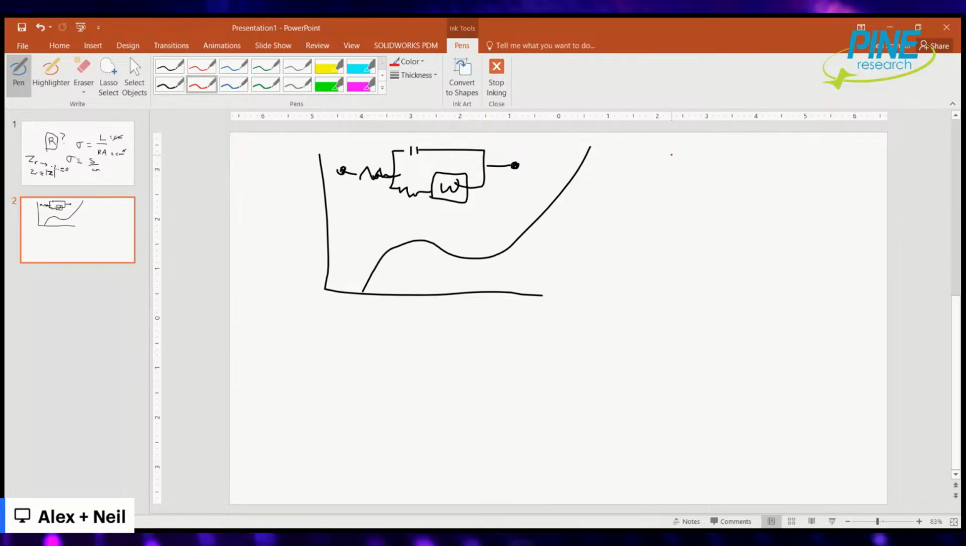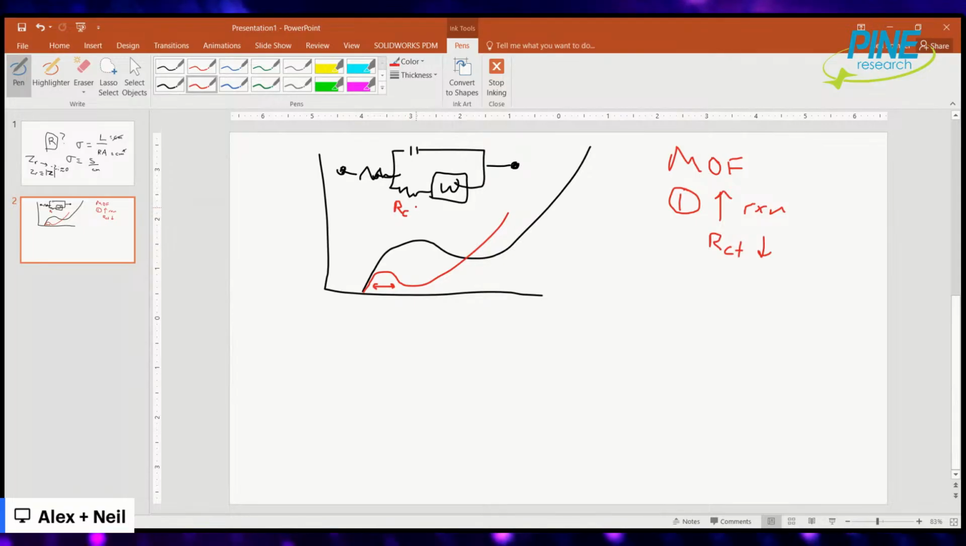Now I add my MOF, and let's say one thing it does is it increases the reaction rate. Well, what that means is that RCT probably goes down. So maybe one of the changes you'd see is a smaller semicircle, because RCT is the width of the semicircle. Before it was this many ohms, and now it's the red many ohms. So it's smaller. That might be one thing that happens.